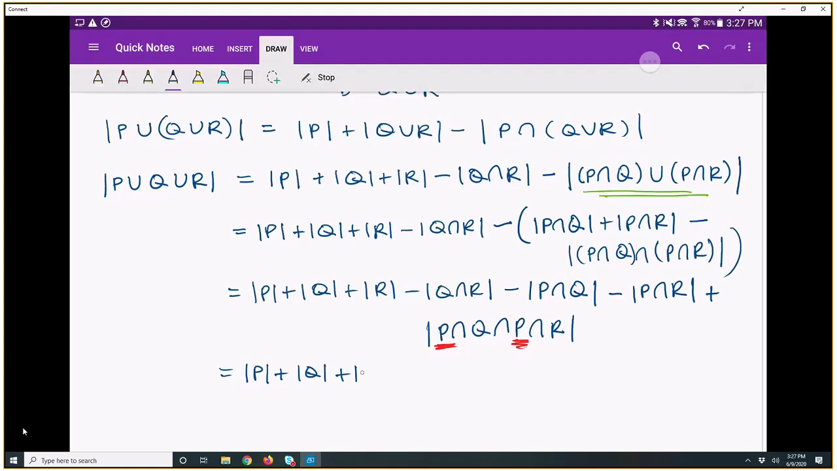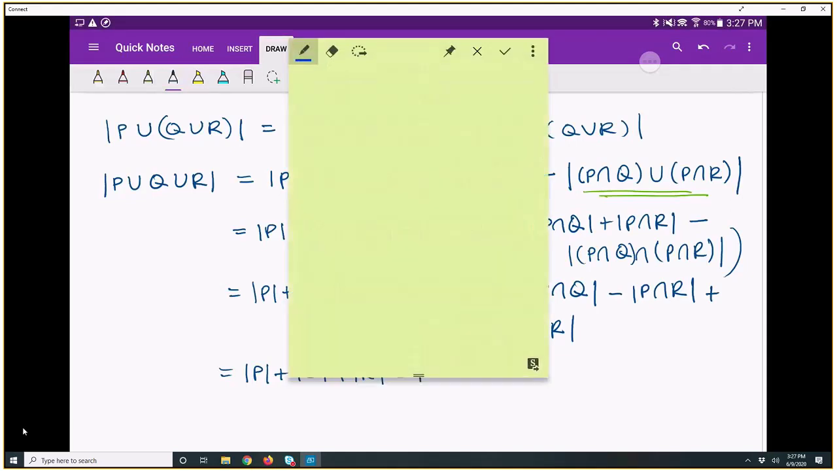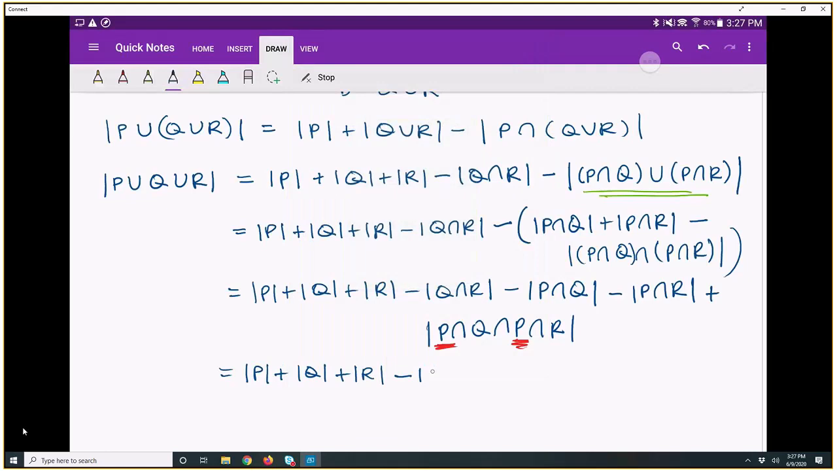First, I add the cardinalities of each of the sets. Then I'll subtract the cardinalities of the intersections. And there are three intersections: Q intersected with R, P intersected with Q, P intersected with R. And then finally, I want to add the intersection of all three of them. So you can see that through successive applications of the inclusion-exclusion law for two sets, we were able to derive the inclusion-exclusion law for three sets.